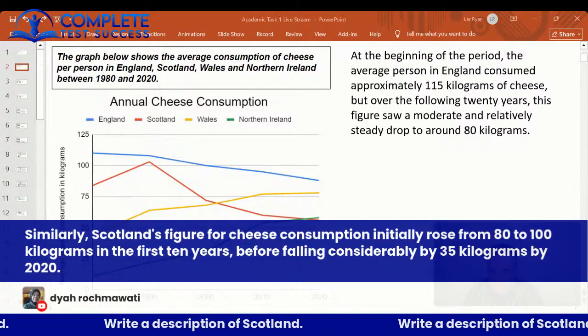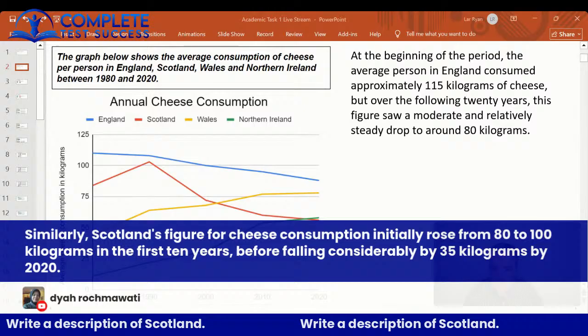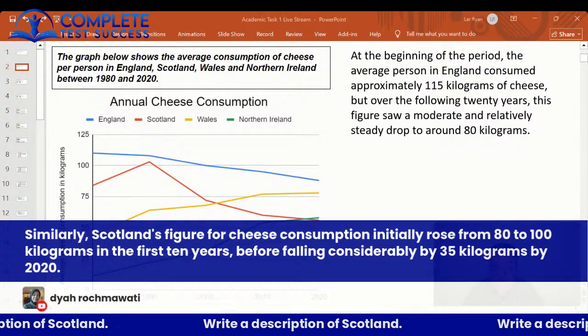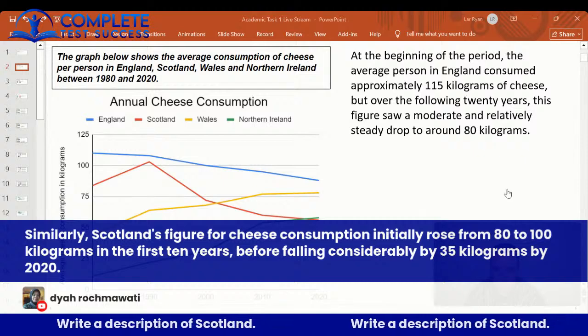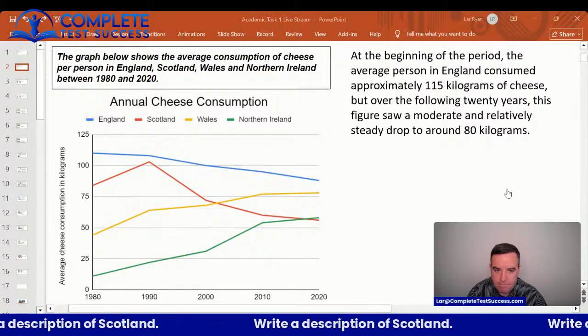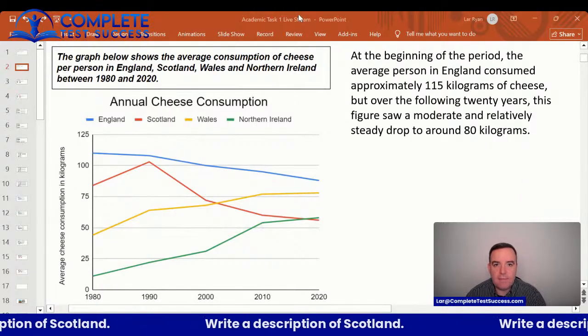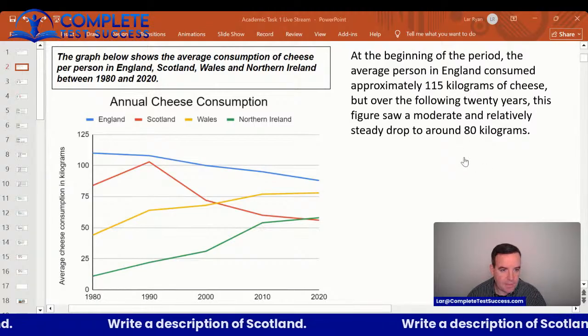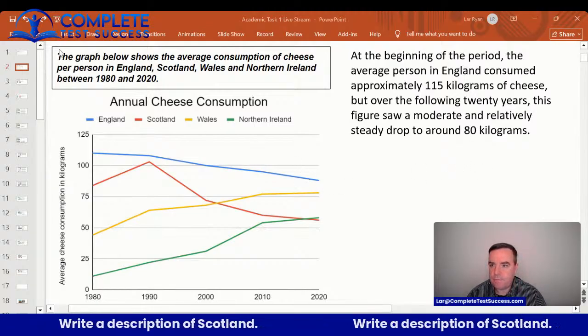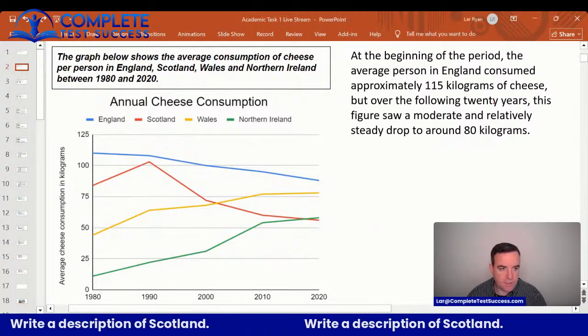Similarly, Scotland's figure for cheese consumption initially rose from 80 to 100 kilograms in the first 10 years, before falling considerably by 35 kilograms by 80. So we've gone 100, 70, 65. Is that right? Yep, that's good. Okay, so again, let me just take this one. I'll copy it in. And we'll make a few little changes here as well.